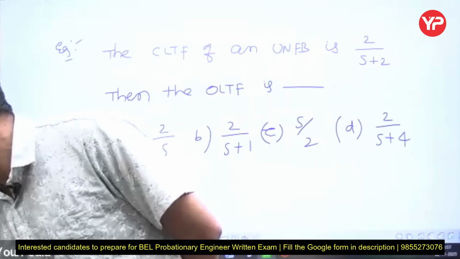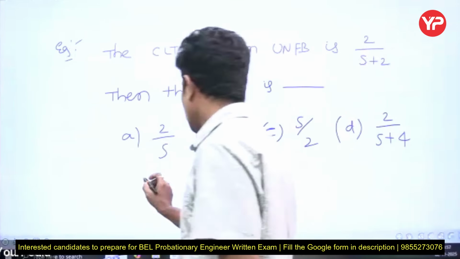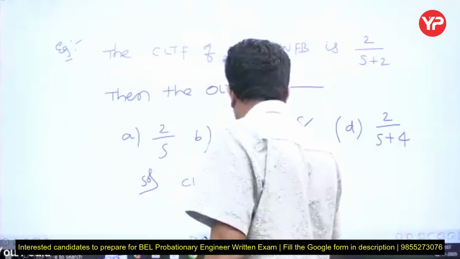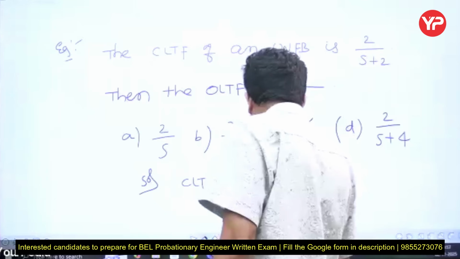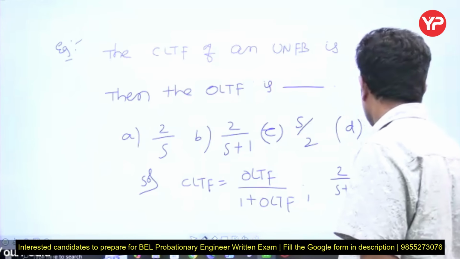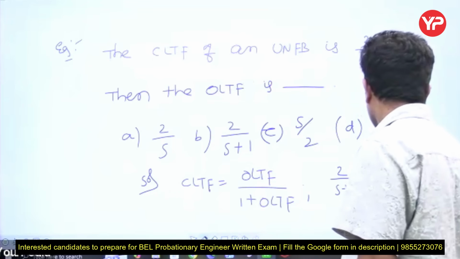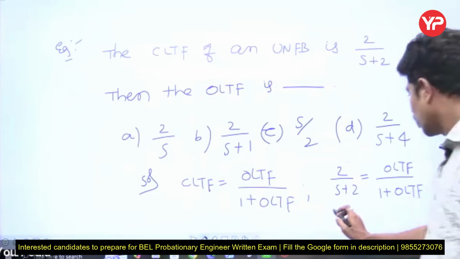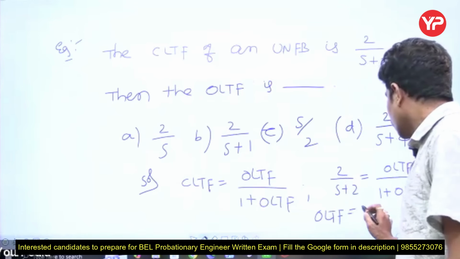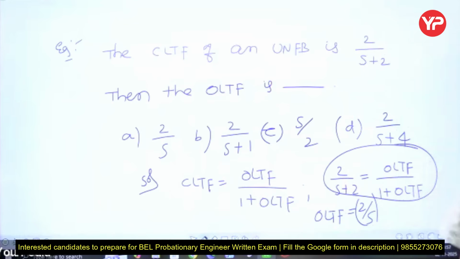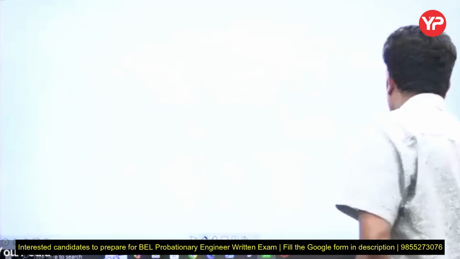Okay, answer is absolutely A. CLTF is equal to OLTF by 1 plus OLTF. Are you unable to solve this? CLTF, how much is given? 2 by S plus 2. This one is OLTF by 1 plus OLTF. Solve it, that's all. Take this one to that side, nothing. You will get OLTF as 2 by S. I'm writing the answer directly. You can check. Solve this, you will get it. Okay? Yes or not?